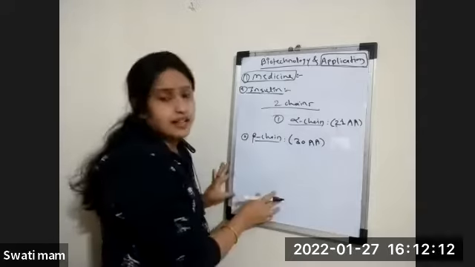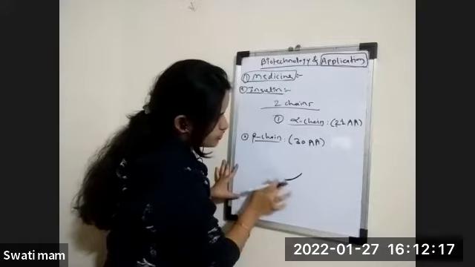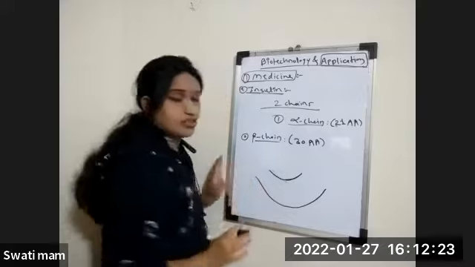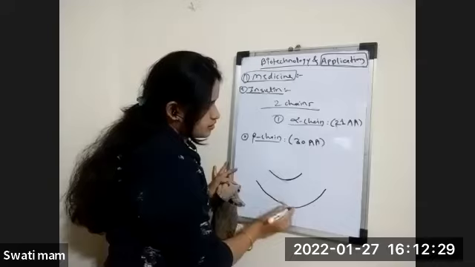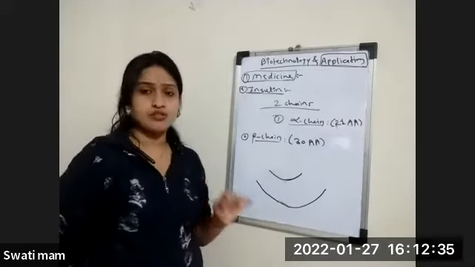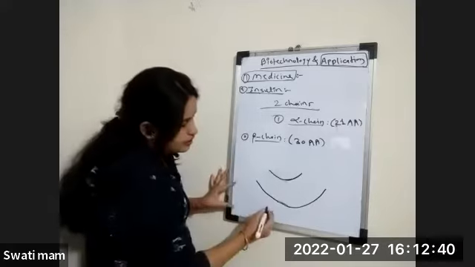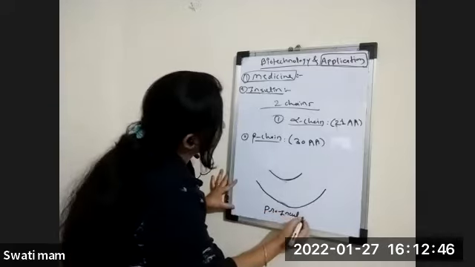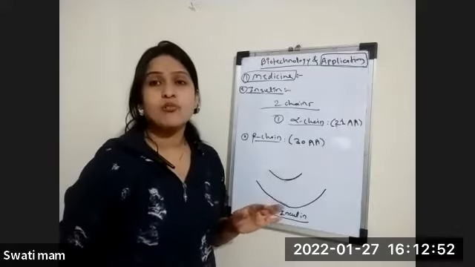Now see the diagram. For example, this is the alpha chain, the short chain, and this is the beta chain. This insulin molecule is first present in the form of proinsulin. In the form of proinsulin means this insulin molecule is present within our body in an inactive form.